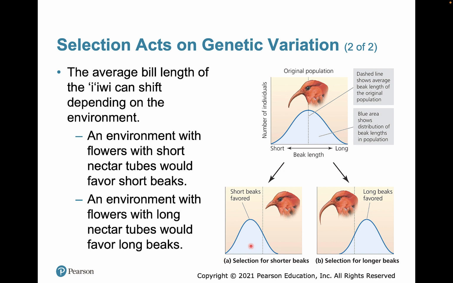So there's a shift in the dominant phenotype, right? Or the prevalent phenotype, not dominant. A shift in the most prevalent phenotype towards the shorter beaks, okay?